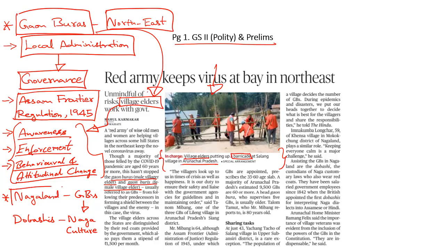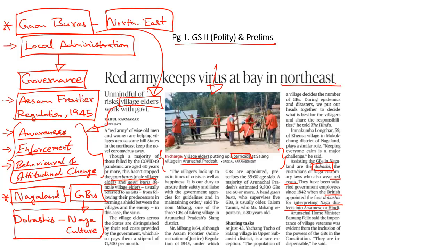In Nagaland, Gaon buras are assisted by another set of local officials known as the Dobashis, who are seen as the custodians of Naga culture. These Dobashis, who wear red coats, were first appointed by the British government in order to act as translators for interpreting the Naga dialects into other languages such as Assamese or Hindi. So during the current lockdown, the district administration in the northeastern states are making use of Gaon buras and Dobashis in order to enforce the lockdown.